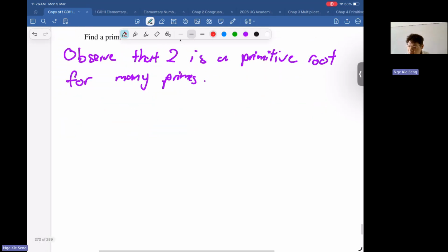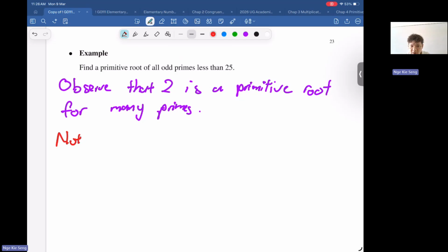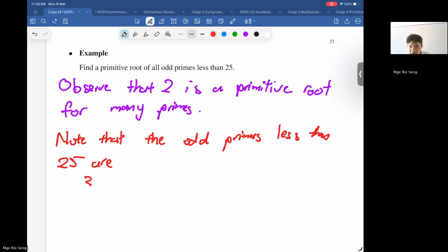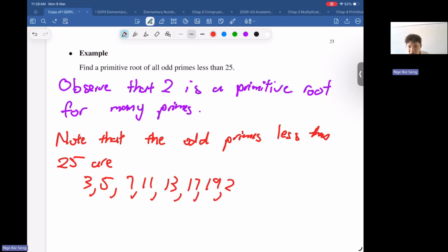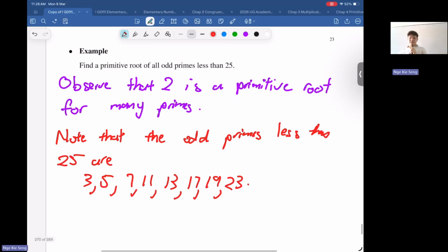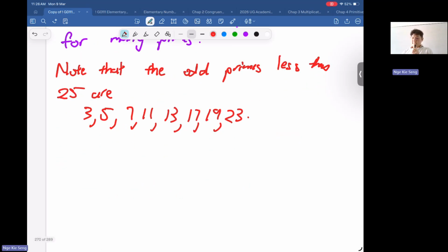So how many things do you need to check here? You need to check all the odd primes that are less than 25. What are these? These are 3, 5, 7, 11, 13, 17, 19, and 23. You need to check all of these. First, start with 2. 2 is the smallest number you can try.